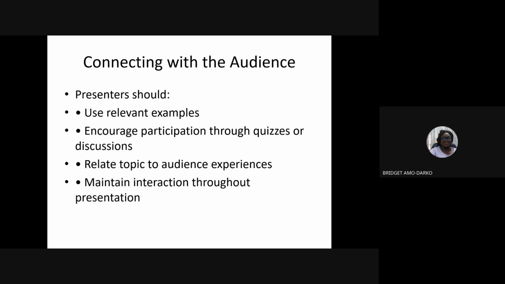Connecting with the audience. How do you connect with your audience? What are the gestures? What are the face characteristics that you are expressing to them to capture their interest? Someone will lead a presentation and the person's eye will be hanging at the ceiling. You have to have a connection with your audience. Communication, verbal communication, non-verbal communication, tapping, cracking jokes, connecting with them. Use relevant examples, encourage participation through quizzes or discussion.